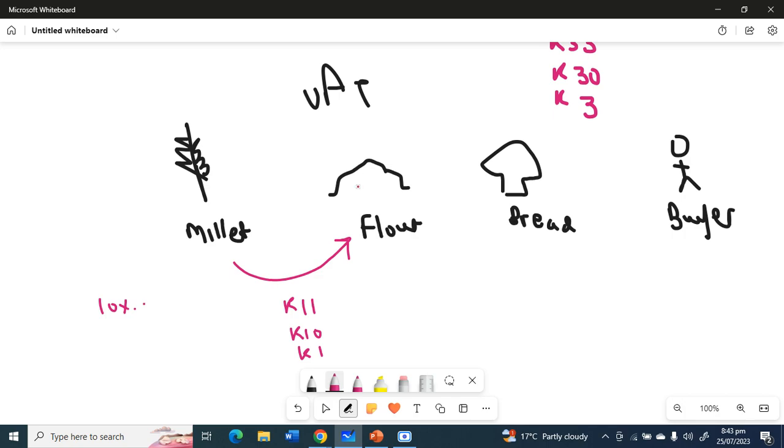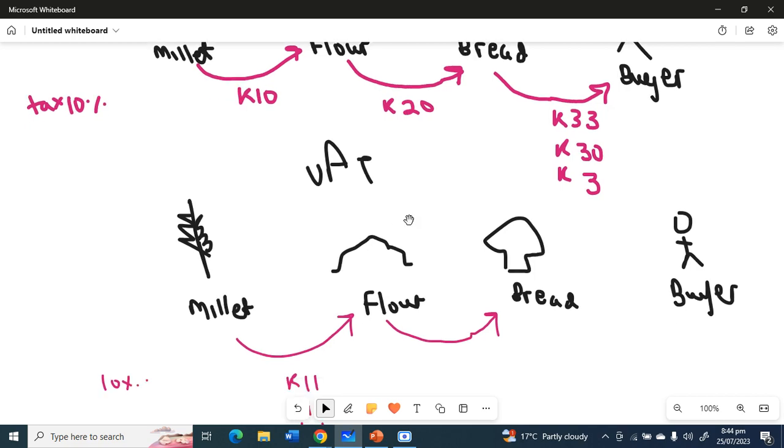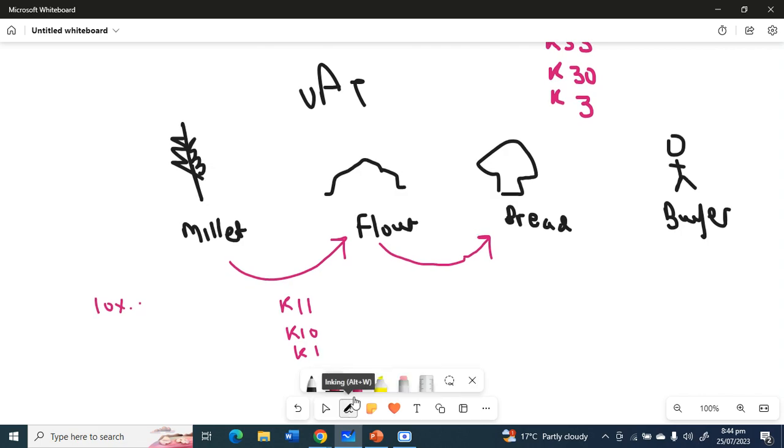The miller makes the flour and is going to sell it to the bakery, so there's also going to be a tax again. In our earlier example, he sold it at 20 kwacha. Now there's going to be a 10% tax. So 10% of 20 kwacha is 2 kwacha, so he sells the flour to the baker at 22 kwacha. 20 kwacha he keeps, 2 kwacha goes to the government.